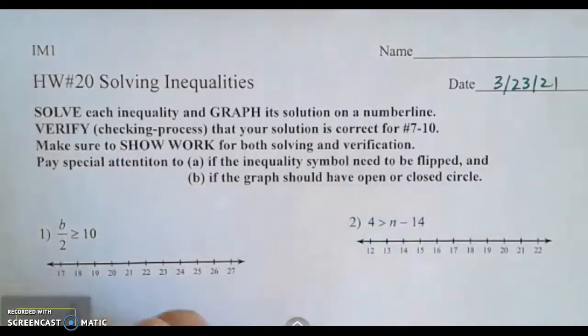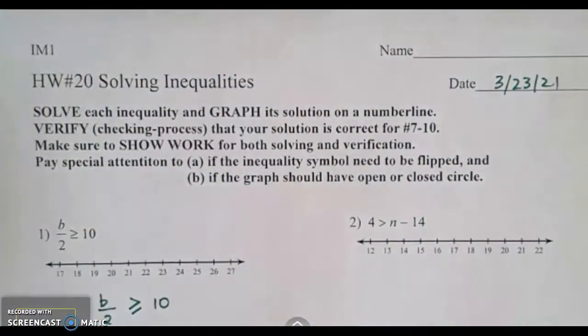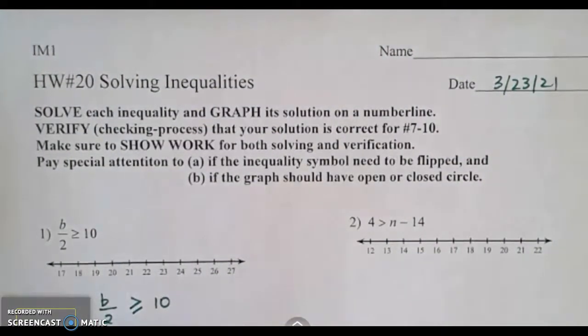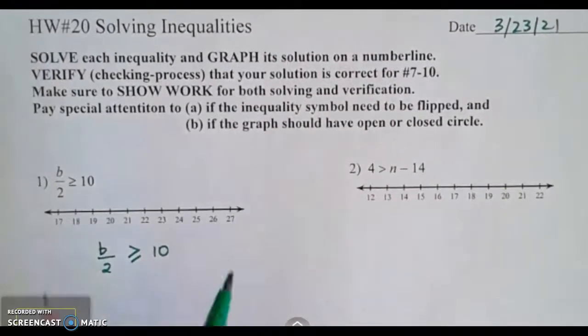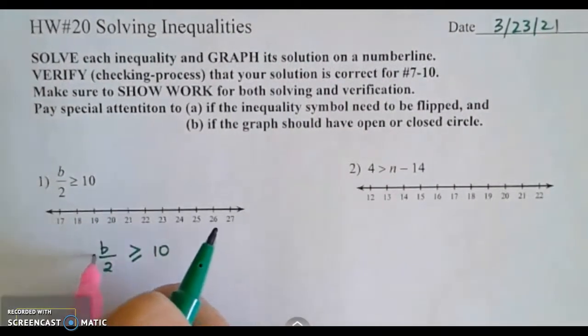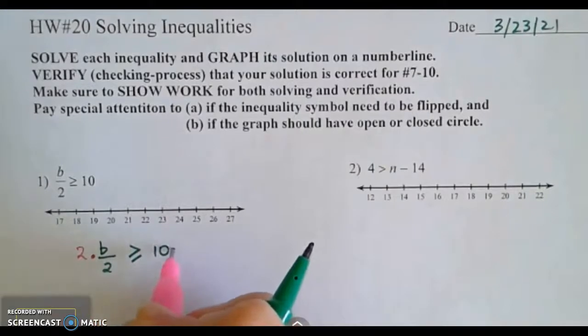So let's start with b over 2 is greater than or equal to 10. So I'm going to write my question first. Okay, so first thing I need to think about is, what is it that I need to get rid of? I don't want b divided by 2. I just want b by itself. That means I need to get rid of this divide by 2. How do I get rid of divide by 2? What is the opposite of divide by 2? It is multiply both sides by 2.